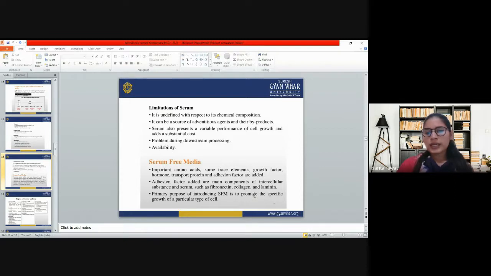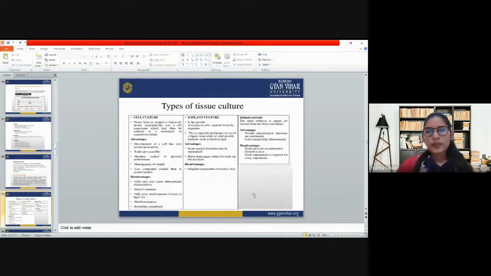So in serum free media, important amino acids and some trace elements, growth factors, hormones, transport proteins, and adhesion factors are added. Adhesion factors added are the main components of the intracellular substance and serum, such as fibronectin, collagen, and laminin. So then we have studied the types of tissue culture.